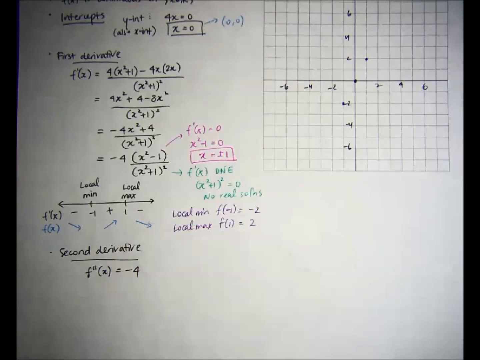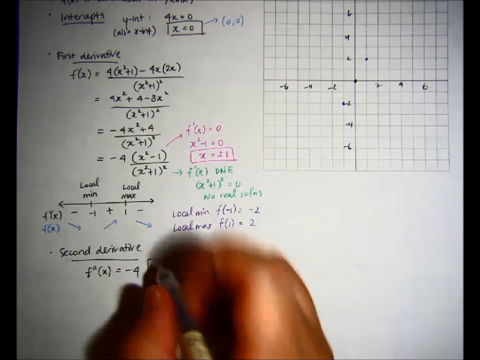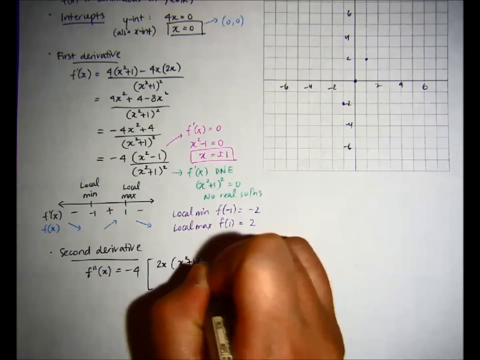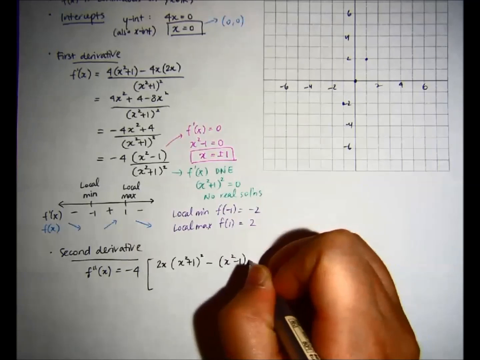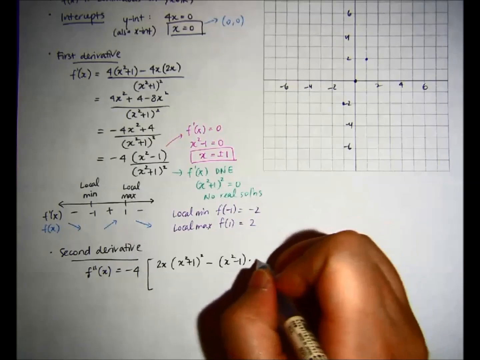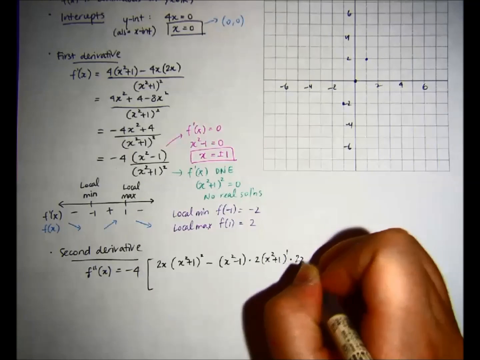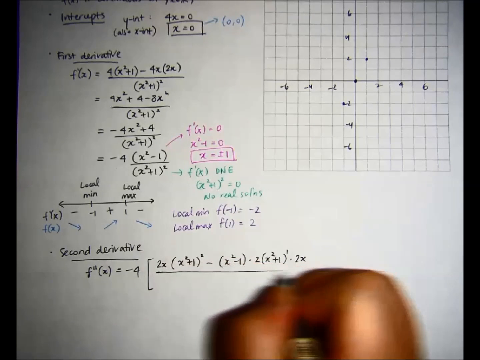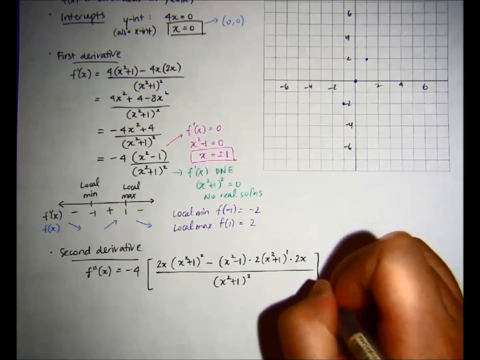So for the second derivative, leave that -4 coefficient on the outside. Derivative of x squared minus 1 is 2x. Leave x squared plus 1 squared alone, and then minus x squared minus 1 times, you're going to have to apply chain rule here, 2 times x squared plus 1 to the exponent of 1, multiplied by the derivative of the inside, which is 2x. Then all of that over x squared plus 1 squared.